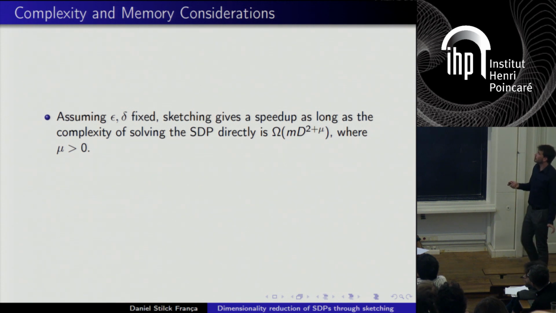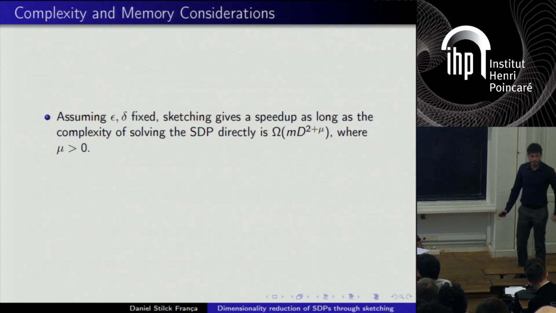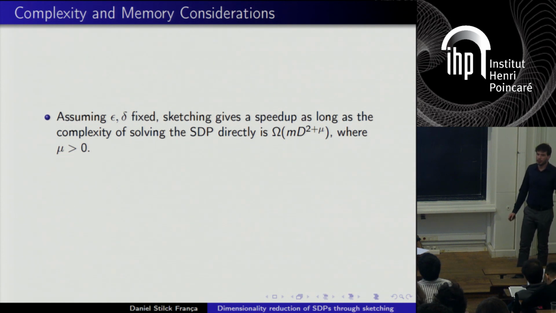And well, if you fix all the parameters, we get some speedups, as long as solving the SDP directly takes longer than multiplying m d-squared, large D matrices. I should also say that throughout this talk, I implicitly assumed that the number of constraints is polynomial in the dimension. If you have an exponential number of constraints, then this won't work.